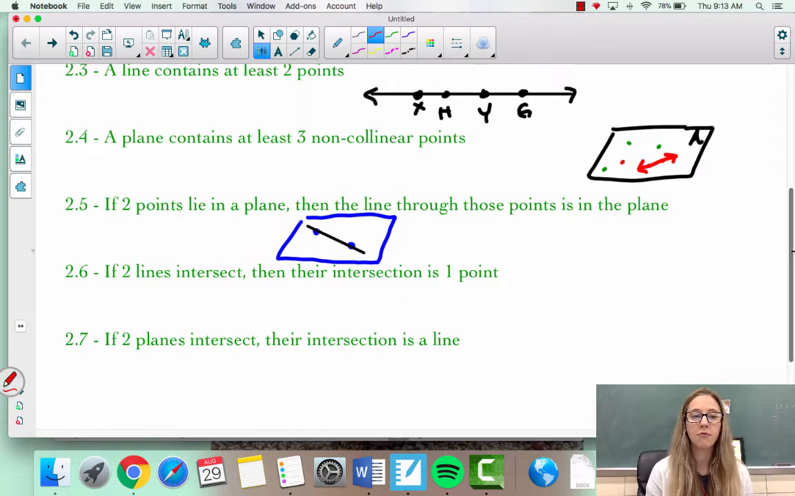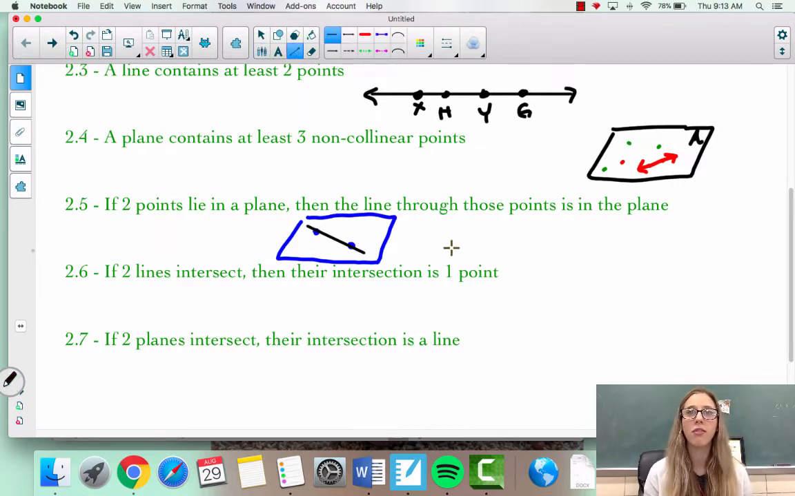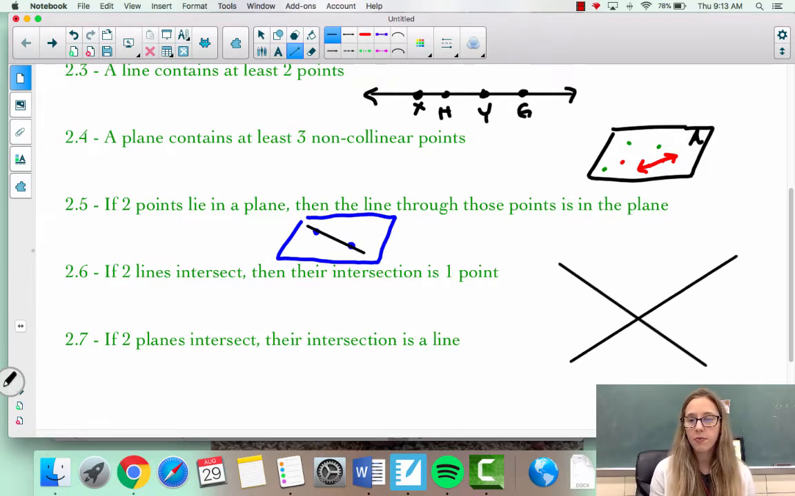2.6 says if 2 lines intersect, then their intersection is 1 point. We talked about that way back in Unit 1. So if I've got 2 lines here, where they cross is only 1 point, maybe point A.